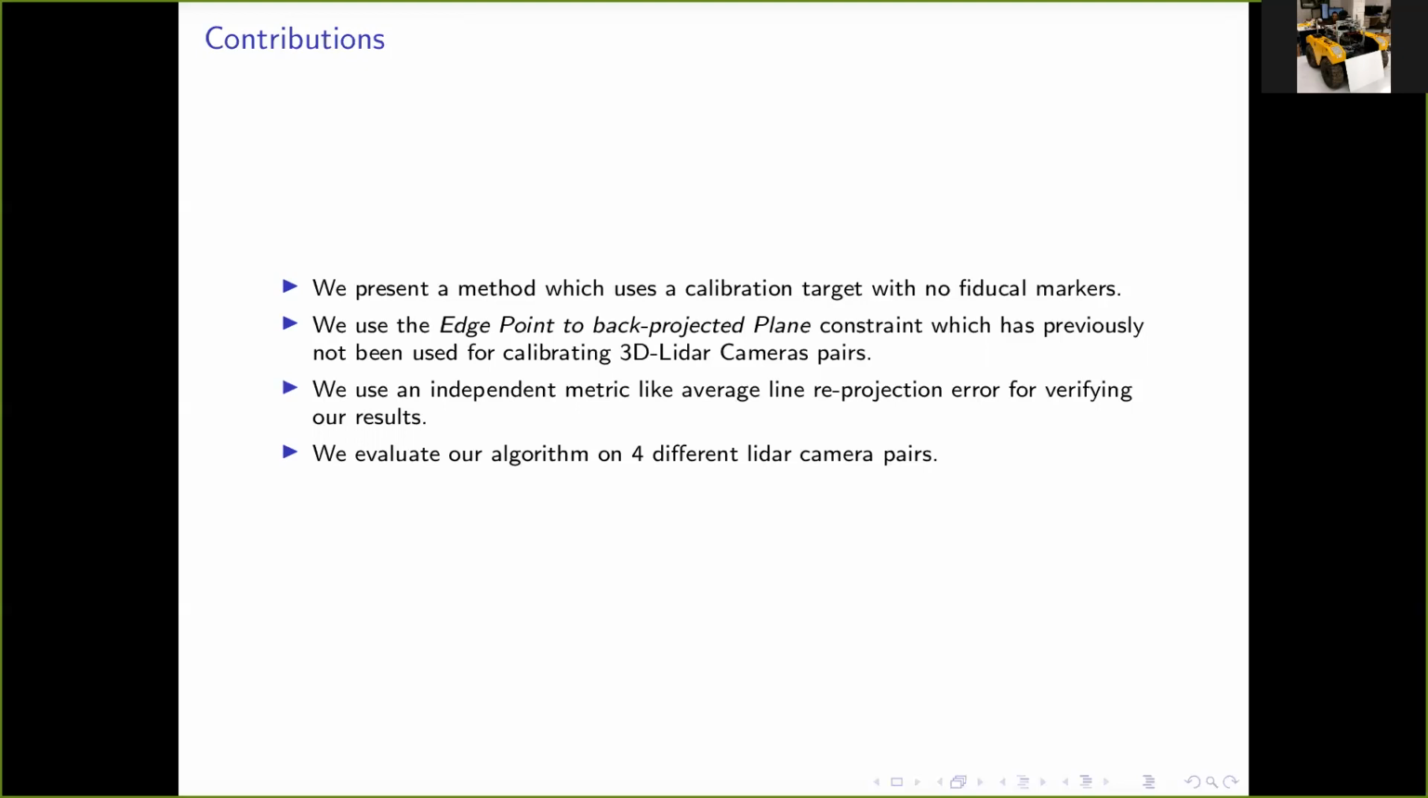Third, we use an independent metric called the average line reprojection error to verify our algorithm. We call this metric independent because we do not minimize it in the optimization process. Lastly, we extensively evaluate our algorithm on 4 different LiDAR camera pairs. Thus, we prove its usability across different types of sensors.